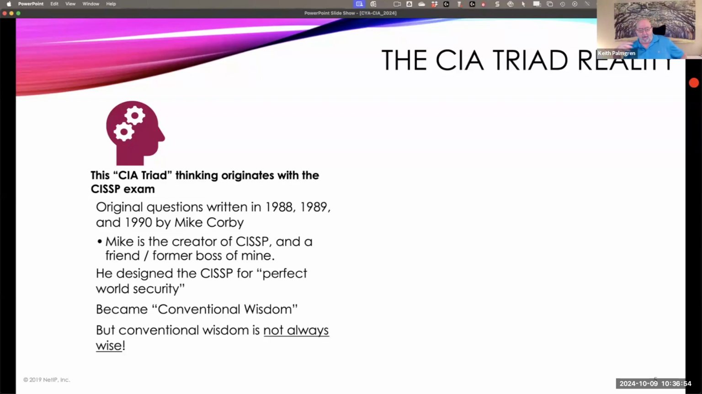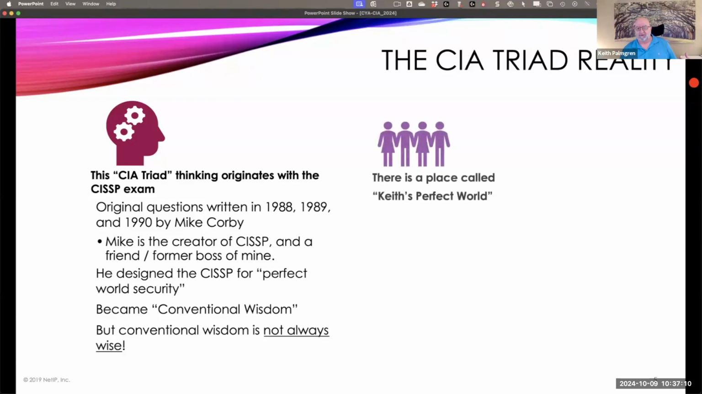Okay. And the problem is conventional wisdom is not always wise. In fact, in my experience, and I've been around long enough to have quite a bit of it, quite often, almost always, conventional wisdom is not wise. It becomes too cookie cutter. So let's look at this from a different perspective.